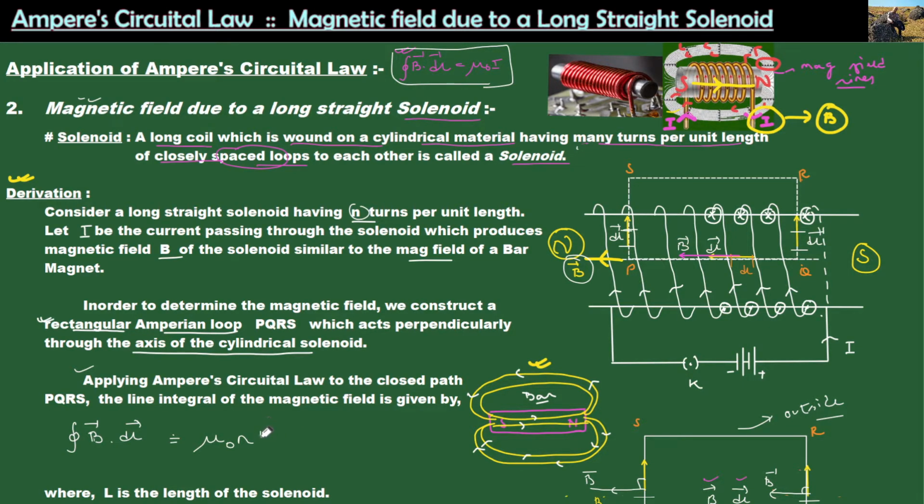What is this L? This L is nothing but the length of the solenoid. Capital L, not small l. Let capital L be the length of the solenoid. So if you multiply the length of the solenoid with the number of turns, that will give you the total contribution of the magnetic field. Let us mark this as equation number 1.